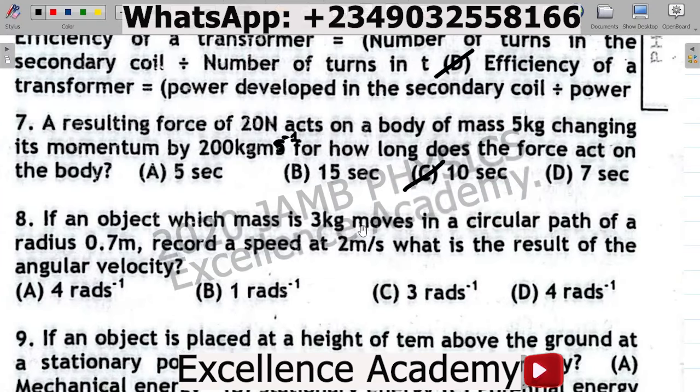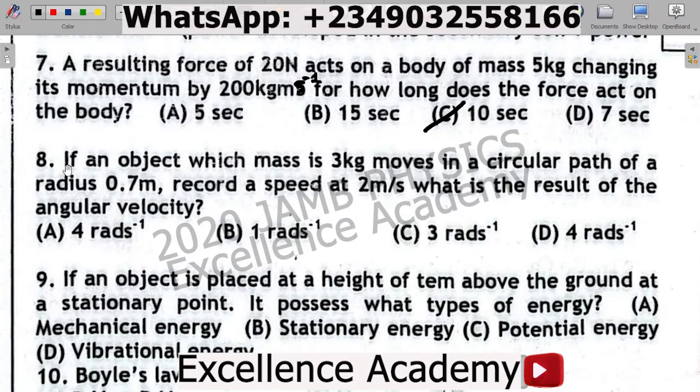All right. Next up, question 8. Question 8 says, if an object whose mass is 3 kilogram moves in a circular path of radius 0.7 meters, records a speed of 2 meter per second, what is the result of the angular velocity? A, 4 rad per second, B, 1 rad per second, C, 3 rad per second, D, 4 rad per second.